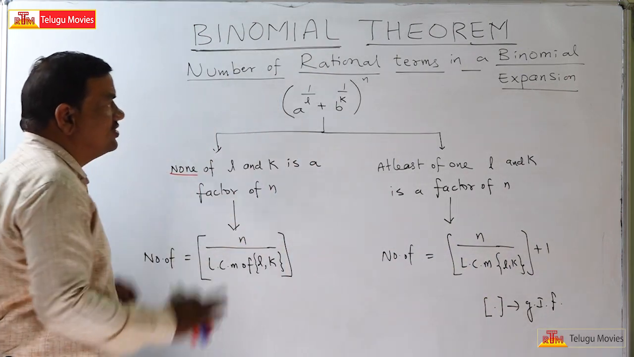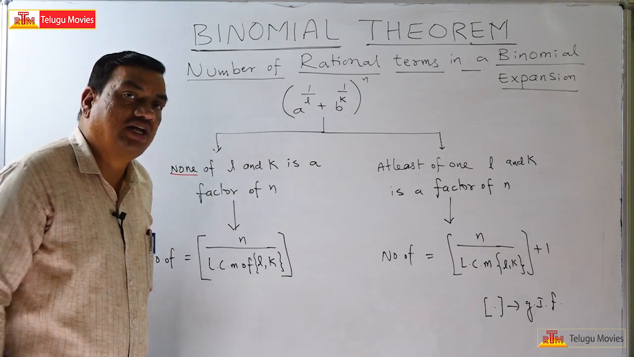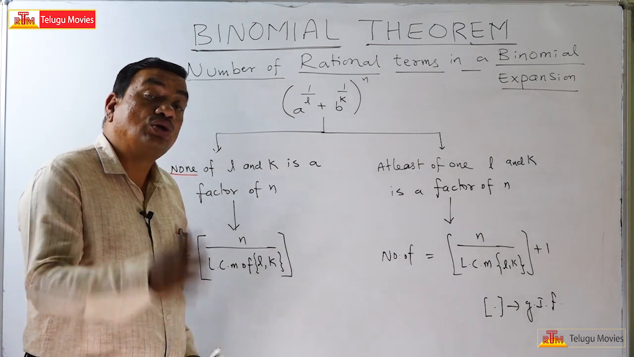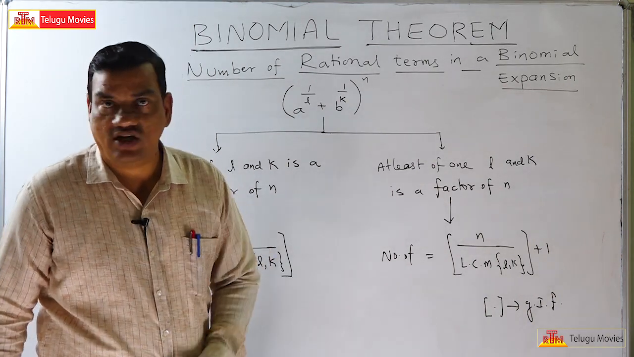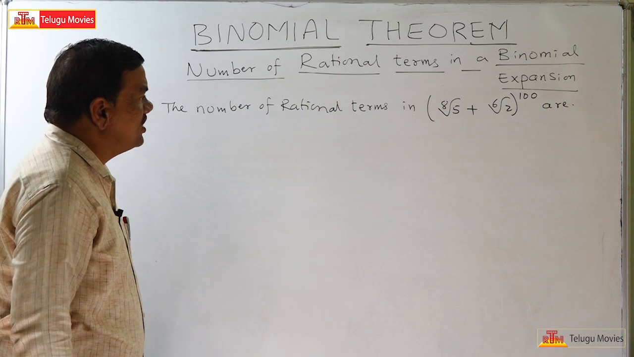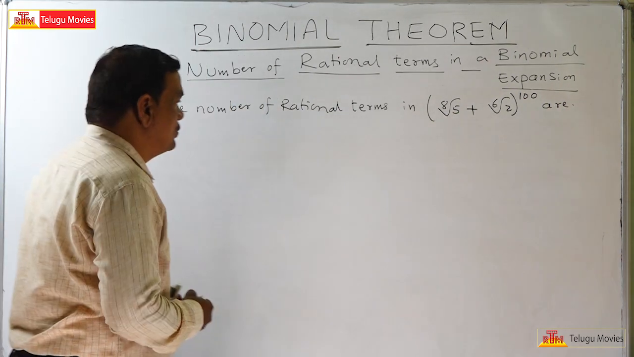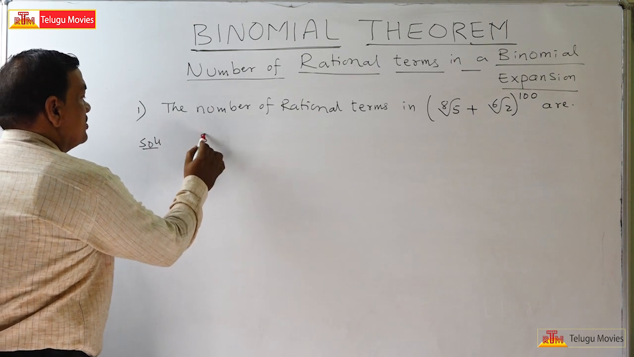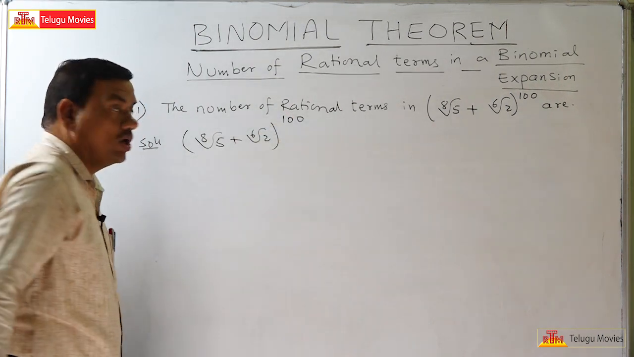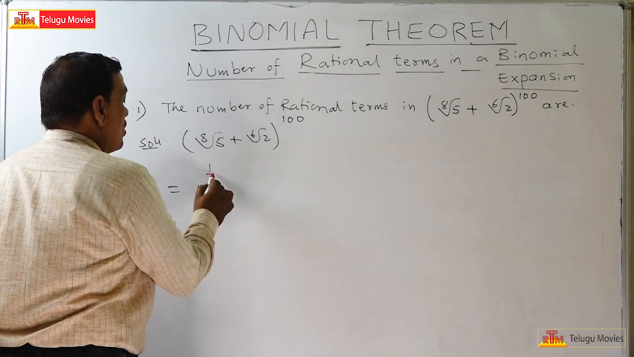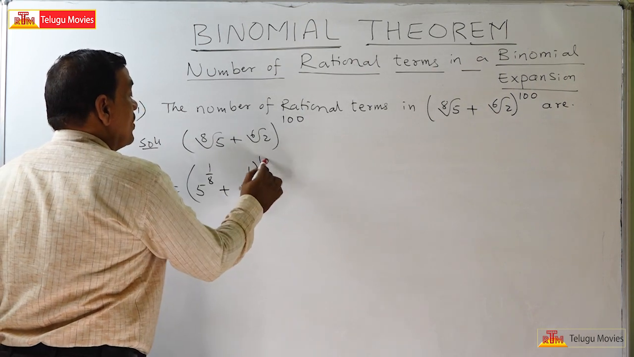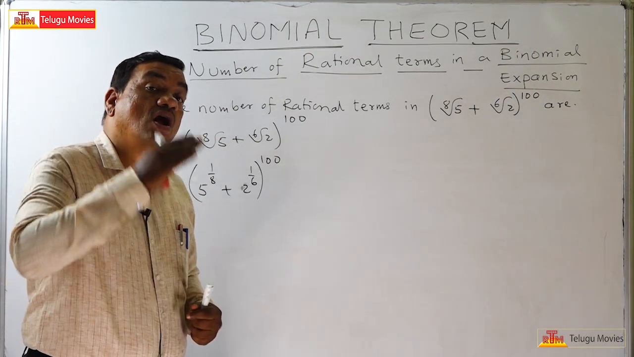Understand this? So this is the concept of the number of rational terms. Now let us see one problem based on this so that you can understand this concept very easily. Welcome back to this problem. The number of rational terms in the expansion of the 8th root of 5 and 6th root of 2, whole to the power of 100. You write it as 5 to the power of 1 by 8, 2 to the power of 1 by 6, whole to the power of 100. In this expansion, there are 101 terms.